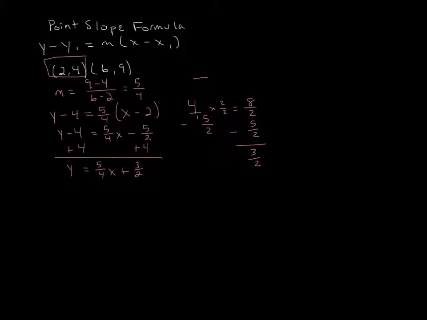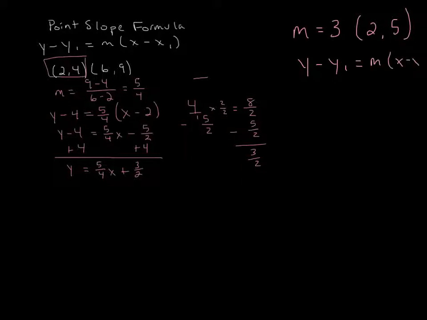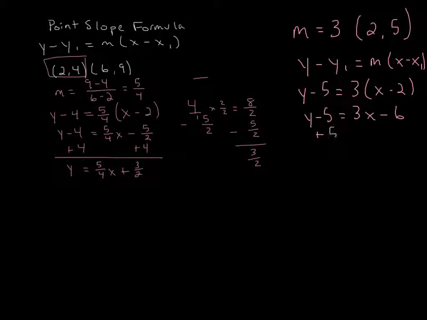The other thing you might have is they may just give you right away that your slope is 3 and your point is (2, 5). So you're just going to do the same thing: y minus y1 equals m times x minus x1. Plug them in. y minus 5 equals 3 times x minus 2. So, distribute. y minus 5 equals 3x minus 6. Add your 5, and you got y equals 3x minus 1.